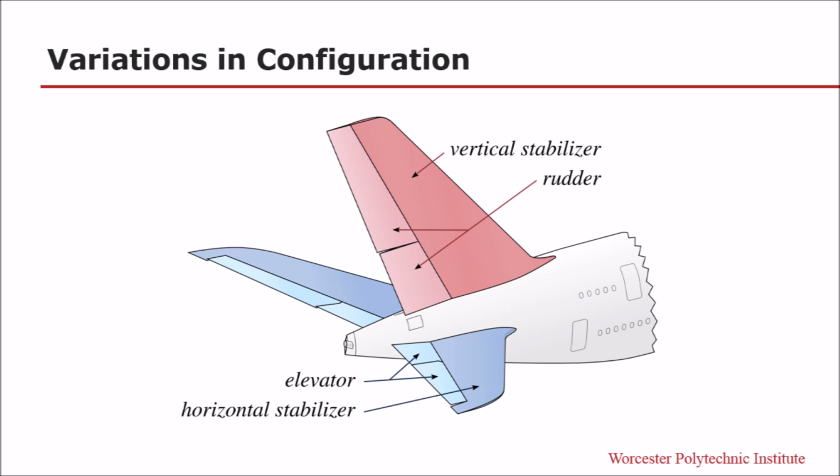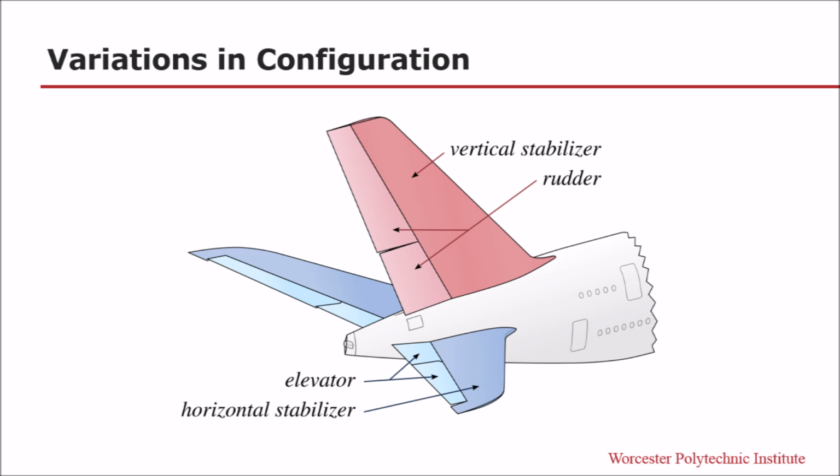The second configuration is the all-adjustable configuration, where not only do the elevators move, but the horizontal stabilizer that was previously fixed can also be adjusted with its angle of attack with respect to the airplane. This is obviously a much more complex system and is generally used in commercial aviation, where advanced computers are controlling the aircraft on a more regular basis.